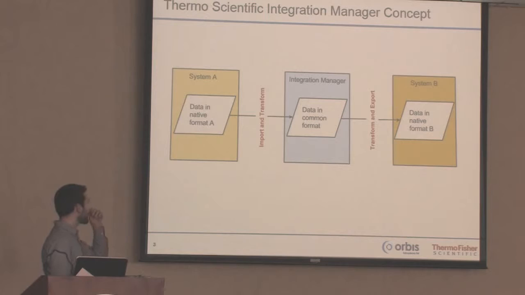System A typically has a proprietary data format, so format A. System B will have its own data format. What Integration Manager will do is take the data format from System A and transform it into a common, system neutral format, which typically will be, say, XML or YAML perhaps. Once it's in that structured system neutral format, it can be transformed into the native format of any other system we want. So we'll have an import transform and an export transform. That's the general concept of Integration Manager.